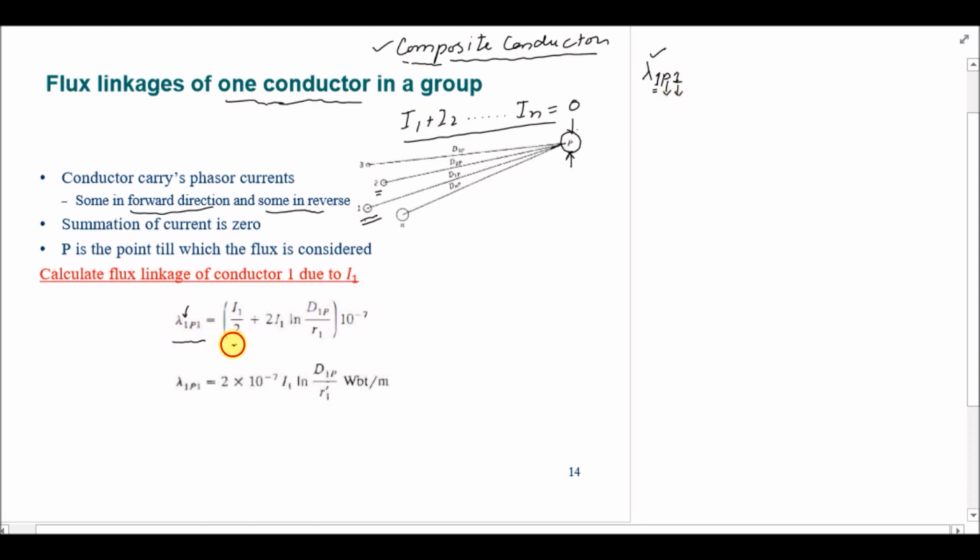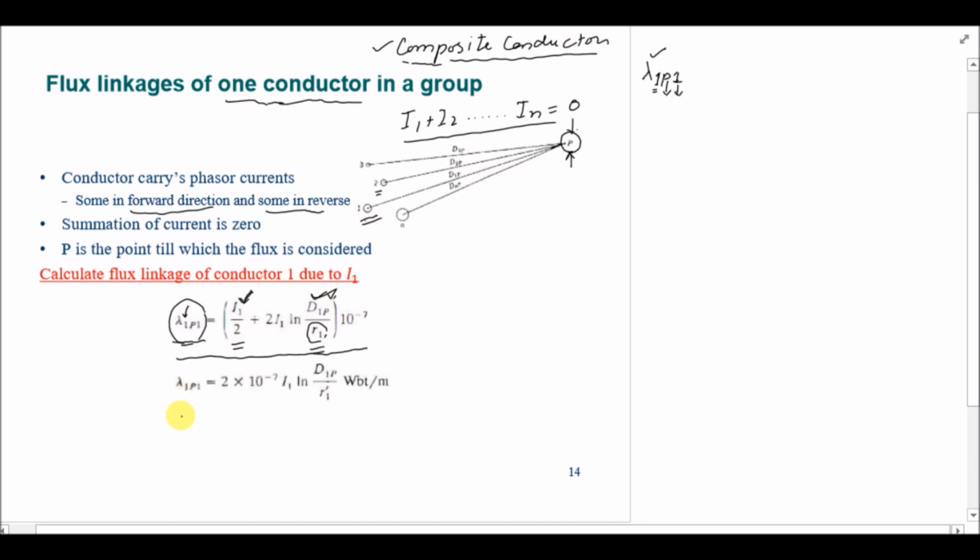And we know that there are two parts in the flux linkage equation. The first one is the flux linkage due to internal flux, and the second one is the flux linkage due to the external flux. In the numerator, the point is the one that is farther away from the conductor, and in the denominator is the point which is closer to the conductor. So we are writing the radius of the conductor in which the current is flowing. This is the actual formula for the flux linkage, which has the effect of both the internal flux and the external flux.